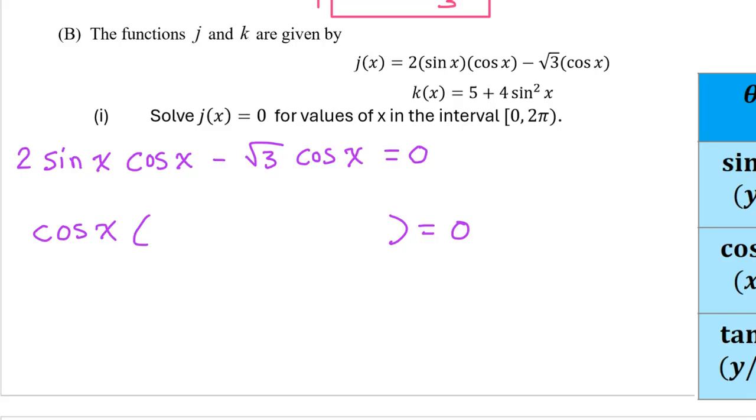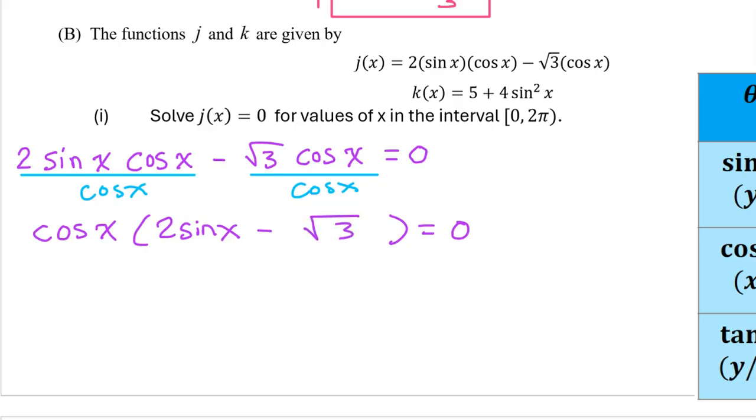I'm showing this now for instructional purposes, but normally we would do the following in our heads. To figure out what goes inside the parentheses, you divide the original expression by the GCF. So we are dividing the first term by cosine x, and we will divide the second term by cosine x. These cosines cancel each other out, leaving behind 2 sine x minus, and these cosines cancel each other out, leaving behind minus radical 3. So we factored it.